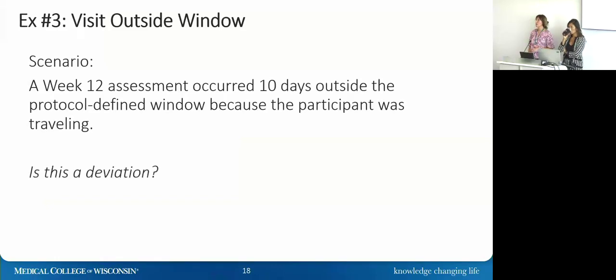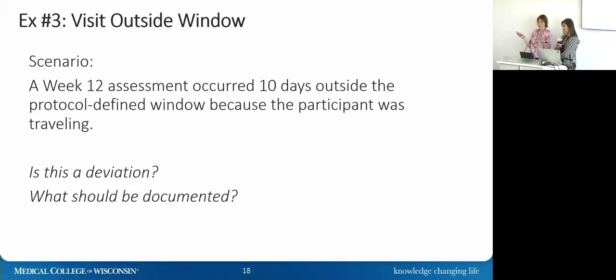Some of our discussion questions: is this a deviation? We're talking about this as an example, so I would think our answer would be yes. Yes, this is a deviation. This is a common mistake. I hear newer coordinators say, well, yeah, but I didn't schedule it wrong, the patient did this. It wasn't me. It doesn't matter whose fault it was. It doesn't matter if the patient refused to visit. It matters that it didn't follow the protocol.